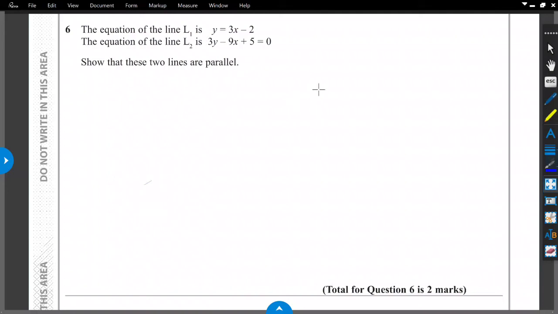If I draw any line at all, and I draw any other line at all, we should be able to tell if they're parallel or not. Now these are going to meet. They're not parallel. The key thing here is that they have different gradients. If they've got different gradients, they're going to meet eventually.